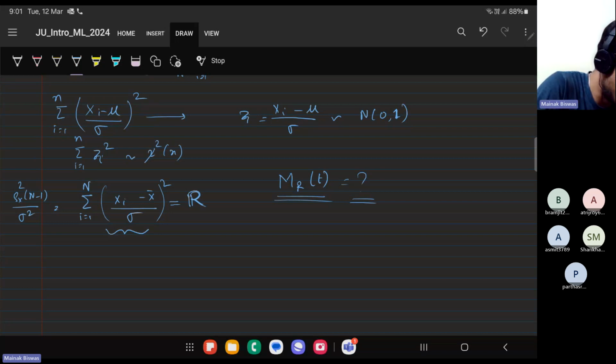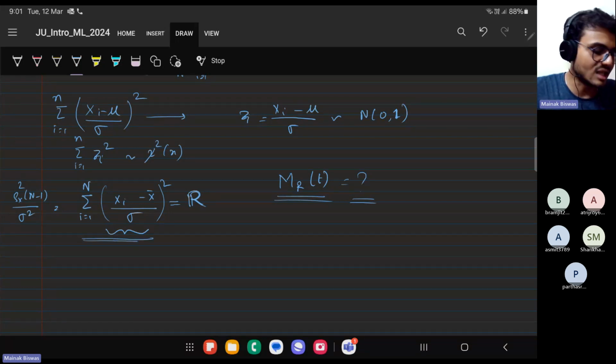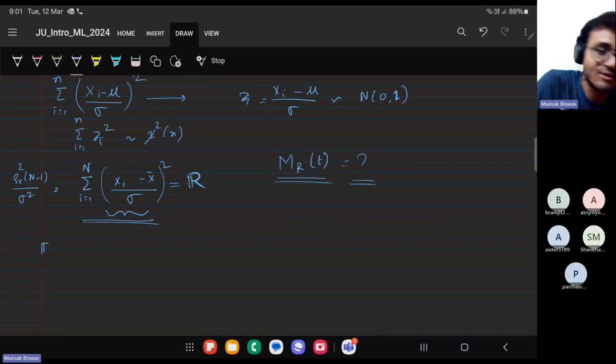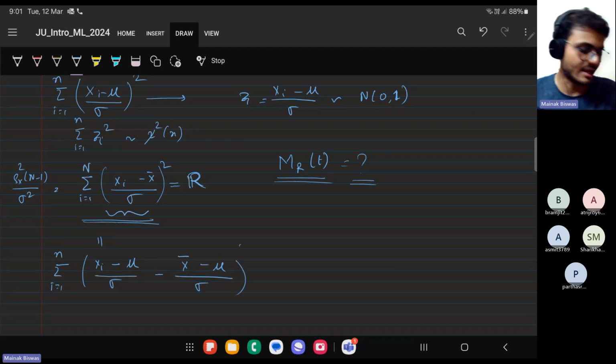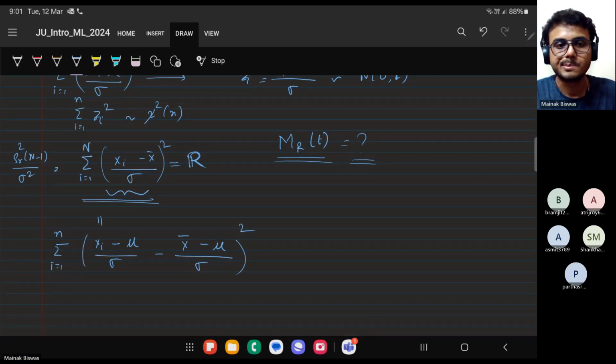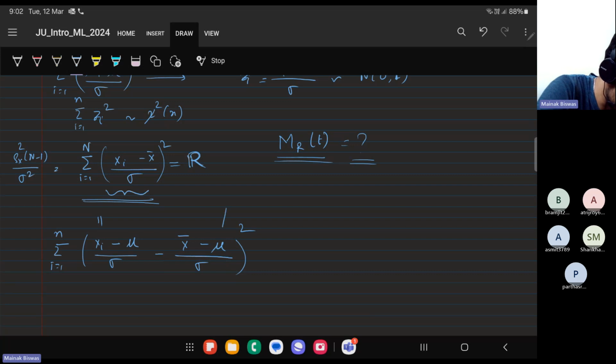So what can I do? What trick will I do? I'll do a simple trick. I'll try to break this up into two sums. Let's see how I do that. Last time we had done a long calculation, but this time it will be a bit simpler. Just see, can I write it this way? Summation i equal to 1 to n of xi minus mu by sigma minus x bar minus mu by sigma, whole square. Can I write it this way? Is it clear? I just added and subtracted the actual mean. This is the actual mean, right?